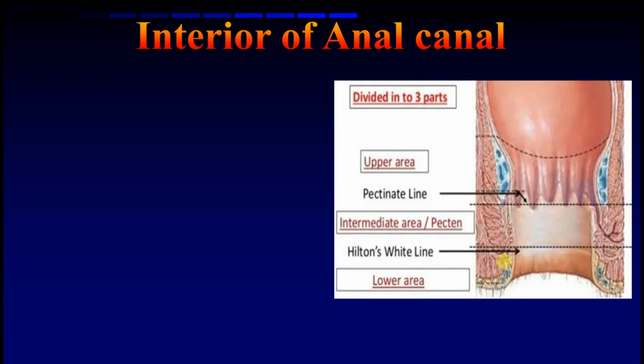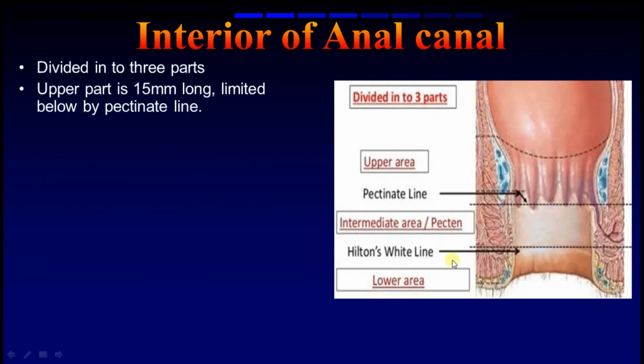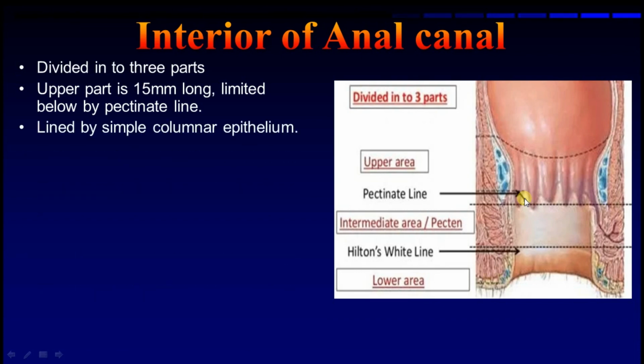So now coming to the interior of the anal canal. The interior of the anal canal can be divided into three parts: upper part or area, then intermediate or middle part, and then the lower part. Upper part is 15 mm or 1.5 centimeters long. It is limited below by the pectinate line. So this wavy line is actually called the pectinate line. So from the anorectal junction to the pectinate line, this part is called the upper part, which is 15 millimeters in length. As in any part of the gut, it is lined by simple columnar epithelium.